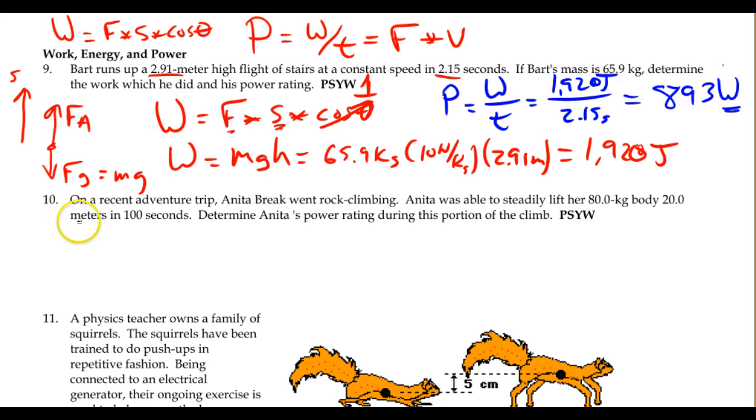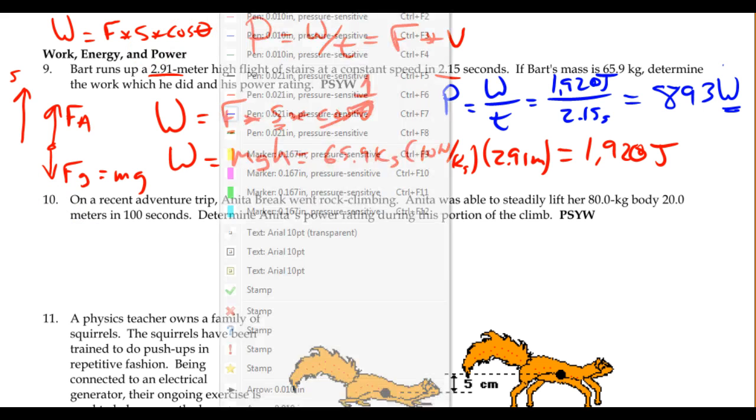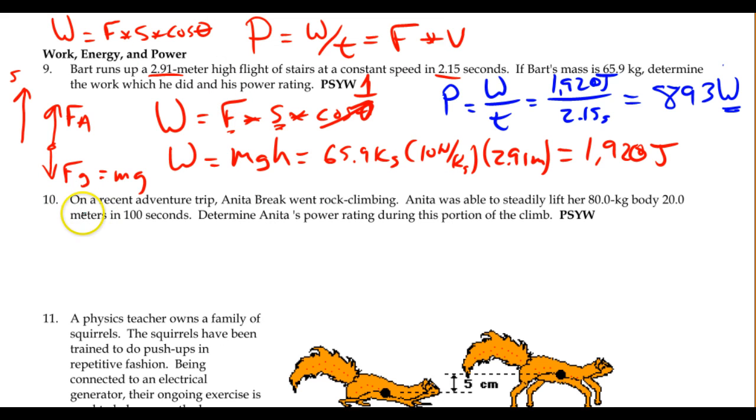Okay, on a recent adventure trip, Anita Brake was climbing rocks. Again, we're going to assume she's lifting her body 20 meters in 100 seconds. Assume that it's a constant velocity kind of lift. That's going to allow us to say that the work that she did was equal to mgh. Again, we're assuming, just like Bart, she's going straight up in terms of her displacement.